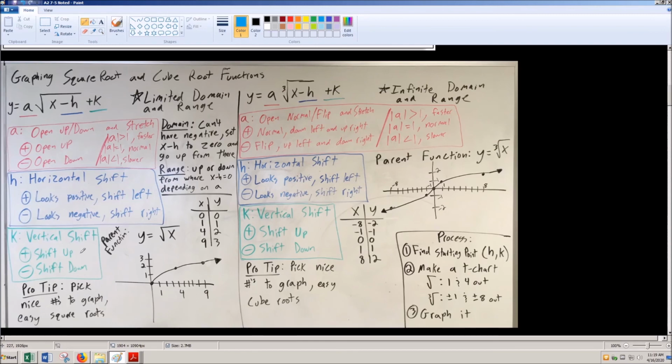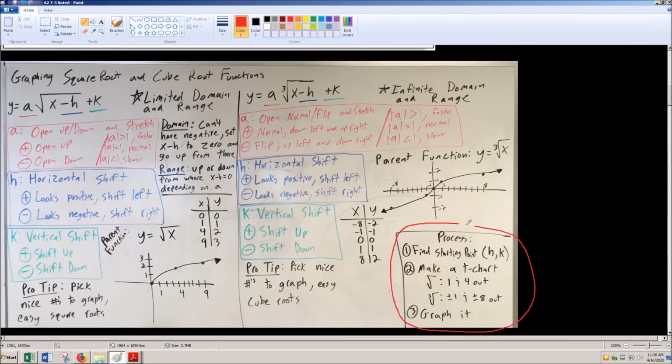The k value is pretty simple. This just affects whether I'm going to shift up or down. So if my k is +3, the whole graph shifts up 3. If my k is -2, I'm going to shift the whole graph down 2. So again, when I look at these things, I'm just trying to determine where I'm going to start. So how do I figure out where I start? I start by doing this thing here, finding h, k.